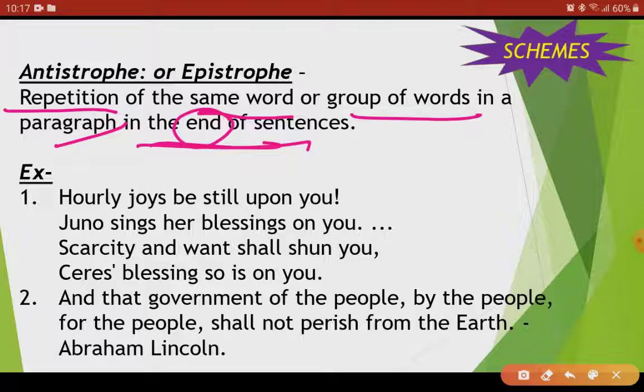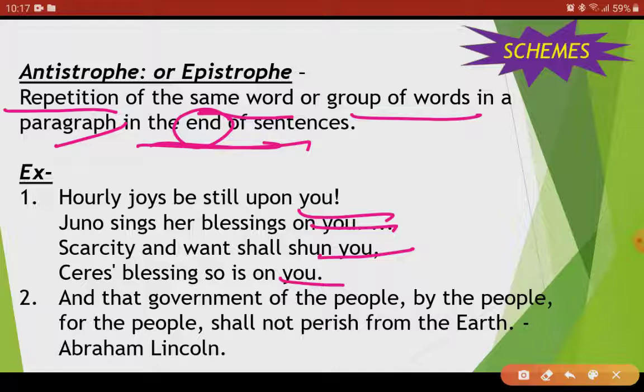It will be more clear by example. Early joys be still upon you. Juno sings her blessings on you. Scarcity and want shall shun you. Chris's blessing so is on you. Here you can see in all these statements only one word, "you", is repeating continuously. So we call this antistrophe.